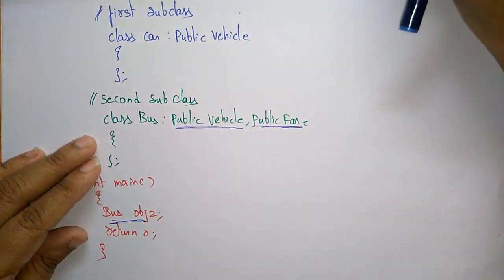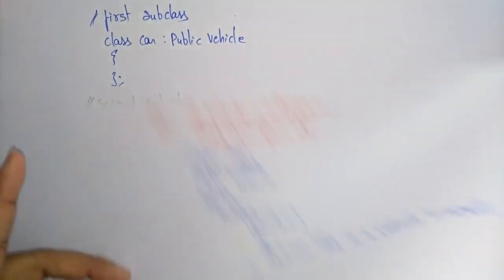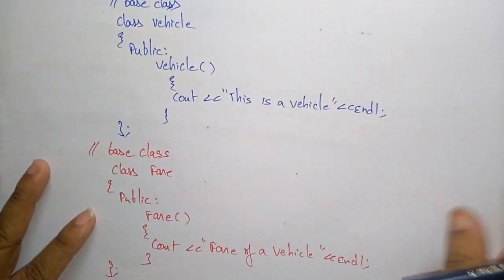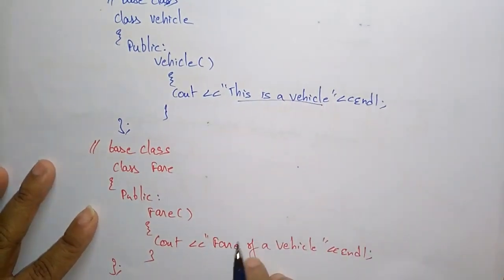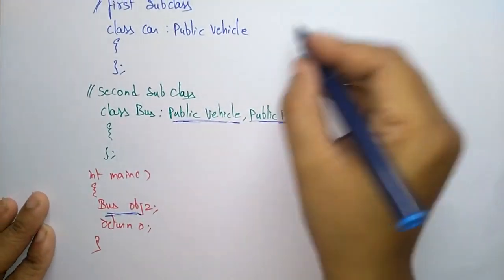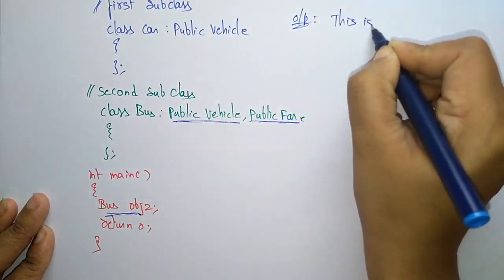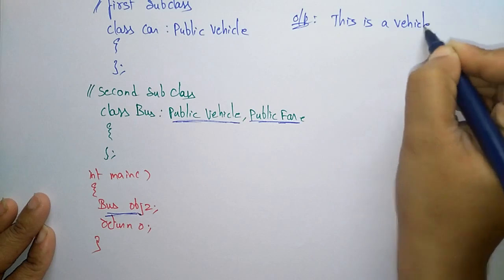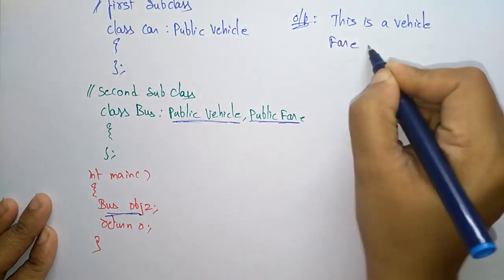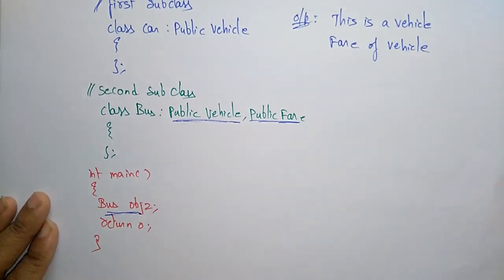Now coming to what is inherited: first it is public Vehicle. So it comes here and prints the message: This is a vehicle. Next it comes to Fare and prints: Fare of a vehicle. So the output for this is: first it prints This is a vehicle. Next it prints Fare of a vehicle. So this is the hybrid inheritance.